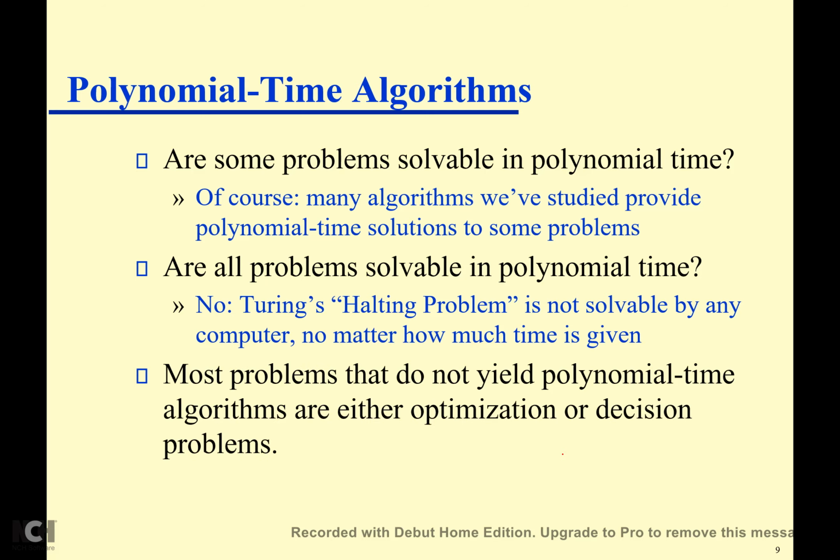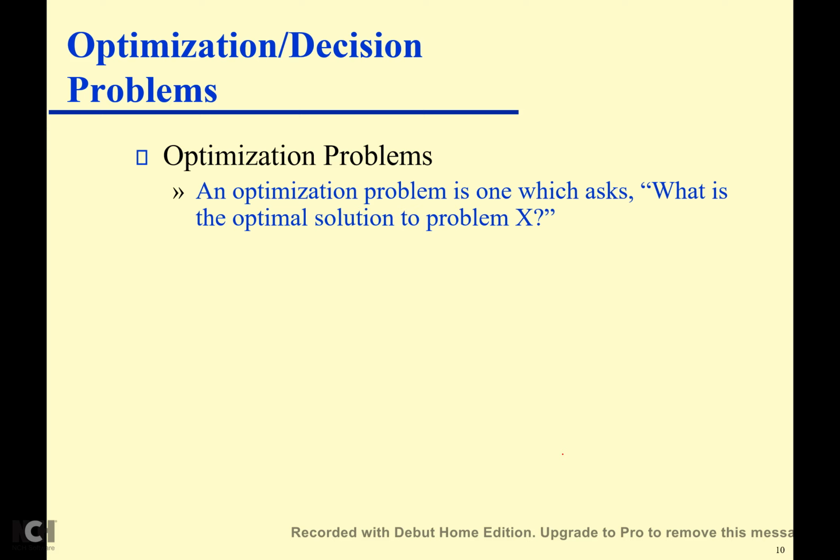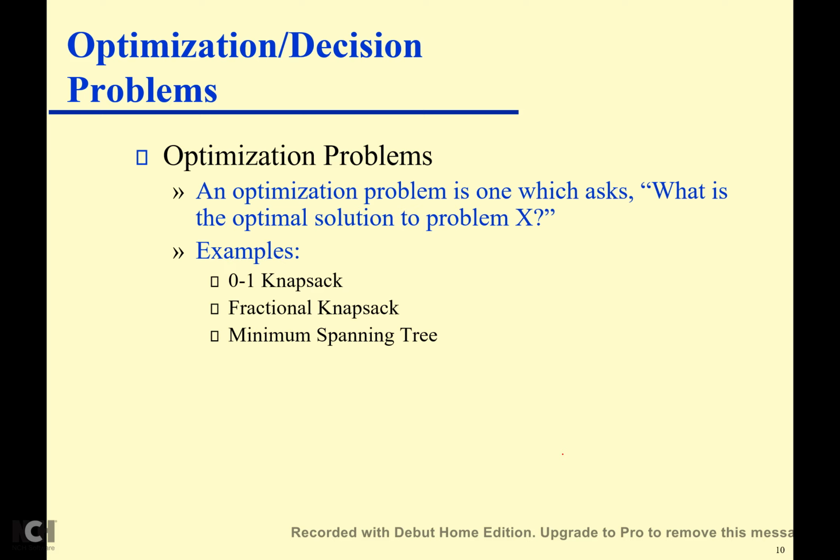Most problems that do not yield polynomial time algorithms are either optimization or decision problems. An optimization problem asks, what is the optimal solution to problem X? Given a graph, can you find the optimal minimal spanning tree? For example, the 0-1 knapsack problem, the fractional knapsack problem, the minimal spanning tree.